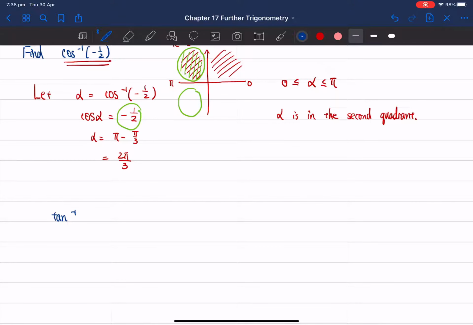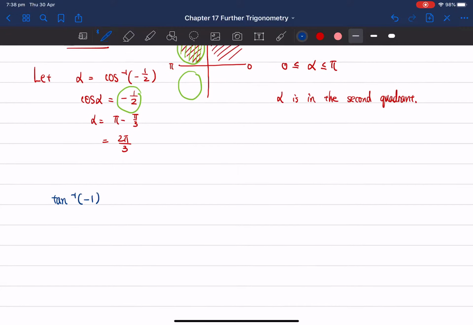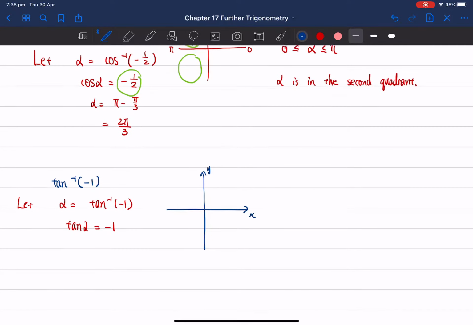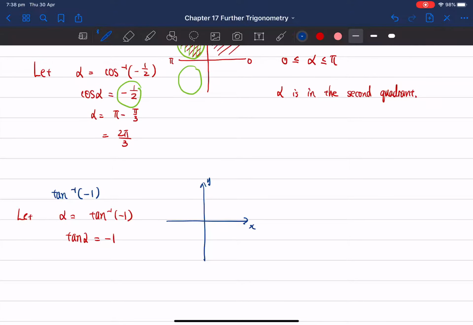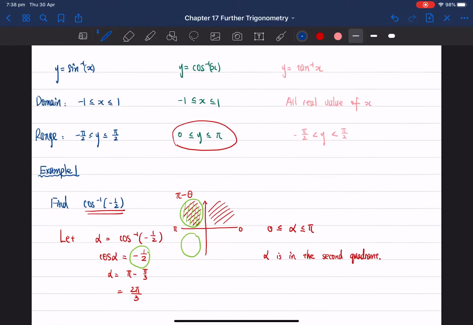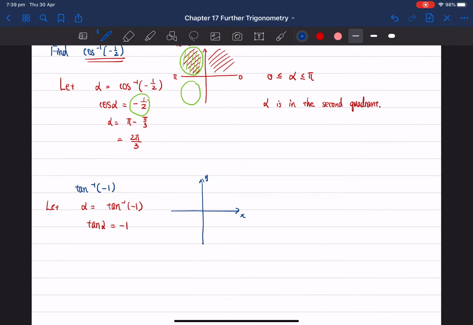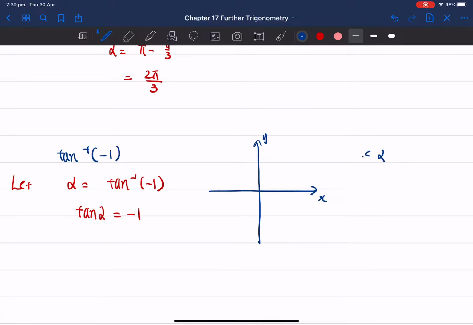Next one, tangent inverse minus 1. Let's just repeat the same process. Let alpha equals to tangent inverse minus 1. So tangent alpha is equal to minus 1. Let's create a quadrant to decide the location of the alpha. Let's have a look at what tangent inverse is and what the range is. The range is between negative pi on 2 to positive pi on 2, so alpha is between negative pi on 2 and positive pi on 2.